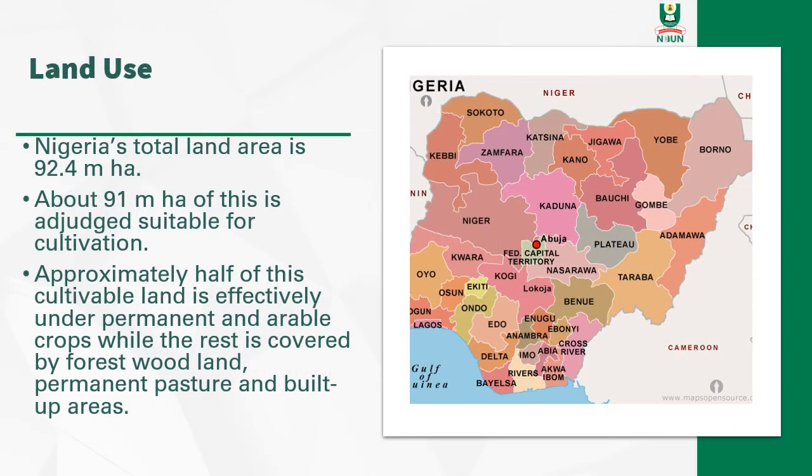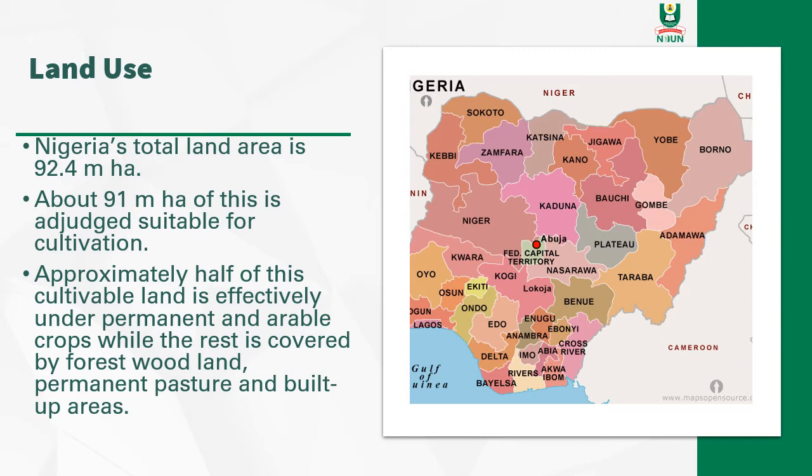Great. So we'll be talking in our next topic about land use. And land use is simply talking of how land is being used. So in Nigeria, for example, you can see the map of Nigeria here. The total land area in the whole of Nigeria is 92.4 million hectares.